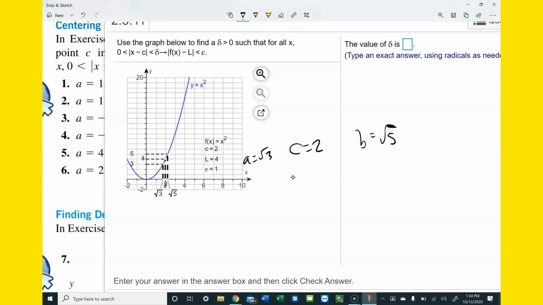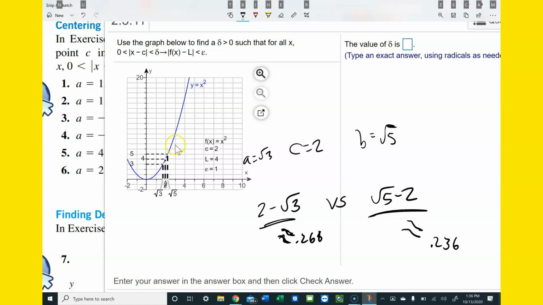We're going to have to subtract. We're going to have to say 2 minus the square root of 3 versus the square root of 5 minus 2 and figure out which one is greater. So use your calculator. Figure out which one of these is the smallest, and that's what you want. Okay, so I calculated this one to be about 0.268, and this one to be about 0.236. So this is the one we want, and so this is the delta.